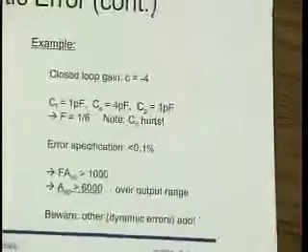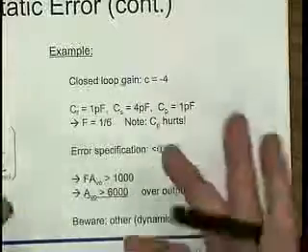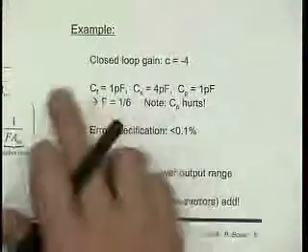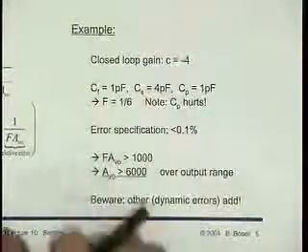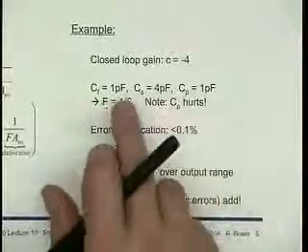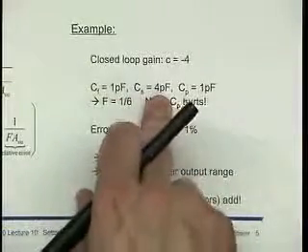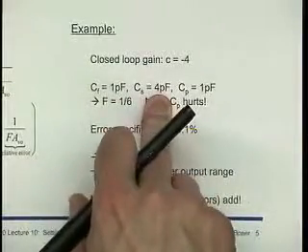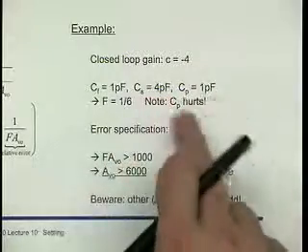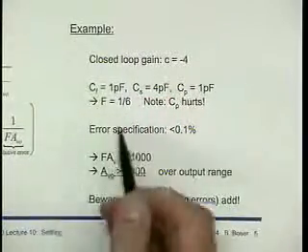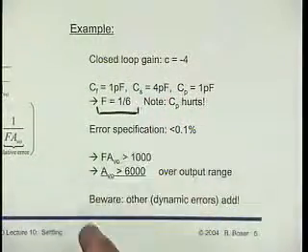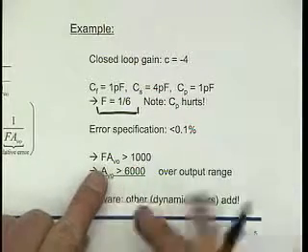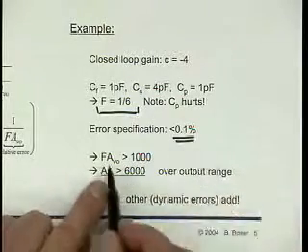Suppose that we need a closed loop gain of minus 4. That's given by our application. Let's assume that we have certain values of capacitors here. CF and CS are ratioed 1 to 4, so we get the closed loop gain of 4, that's correct. But we also have the CP that now sets our feedback factor F. And in this example, we want just 0.1%.